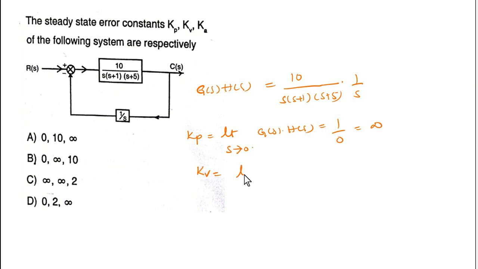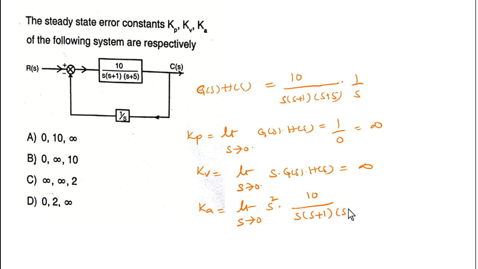Next, Kv is limit s tends to 0 of s into g of s into h of s. Substitute the value here. The s gets cancelled, but we have 10 divided by s into s plus 1 into s plus 5 here. So this one also is going to be infinity. And next, Ka is nothing but limit s tends to 0 of s square times 10 divided by s into s plus 1 into s plus 5 into 1 by s here. S into s, s square, this gets cancelled.